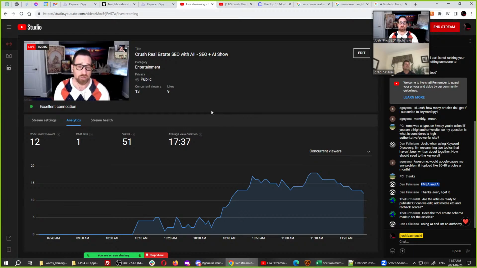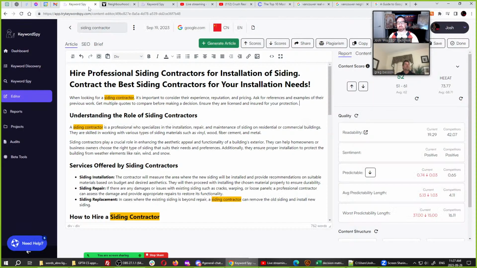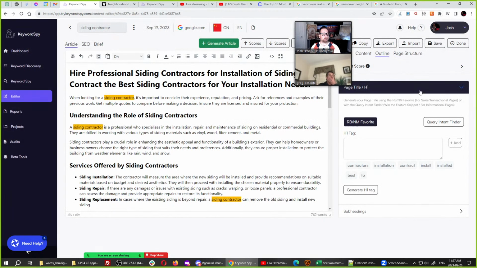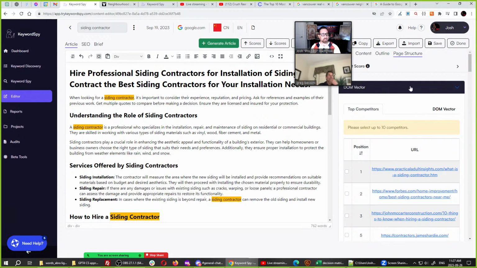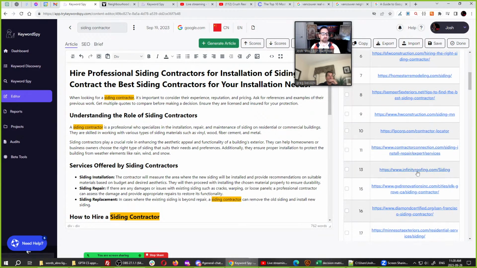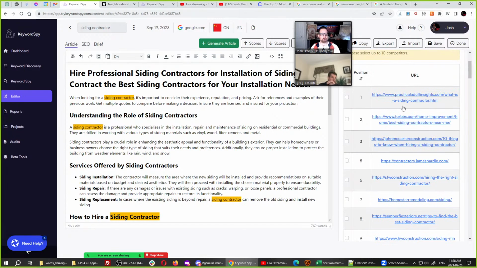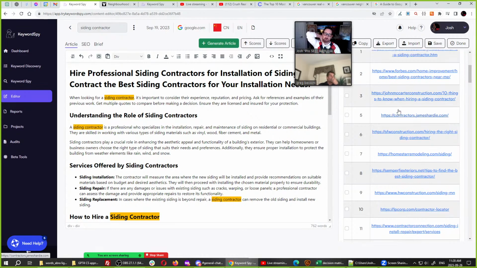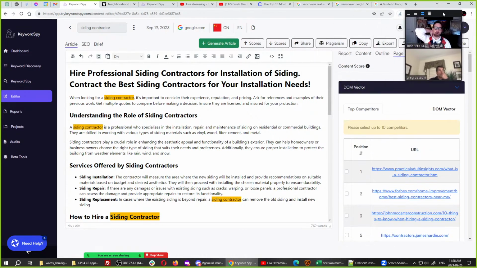But that's all part of what we call DOM vector. And the system does, right now, DOM vector is extremely hard to do properly. It's in page structure here. You would choose the HTML structure of your competitors you want to mimic. And there's testing ways of doing this that we're going to try to build into the system. And then it will tell you the HTML that you need to follow. We're building that into the system. It's extremely hard to do.